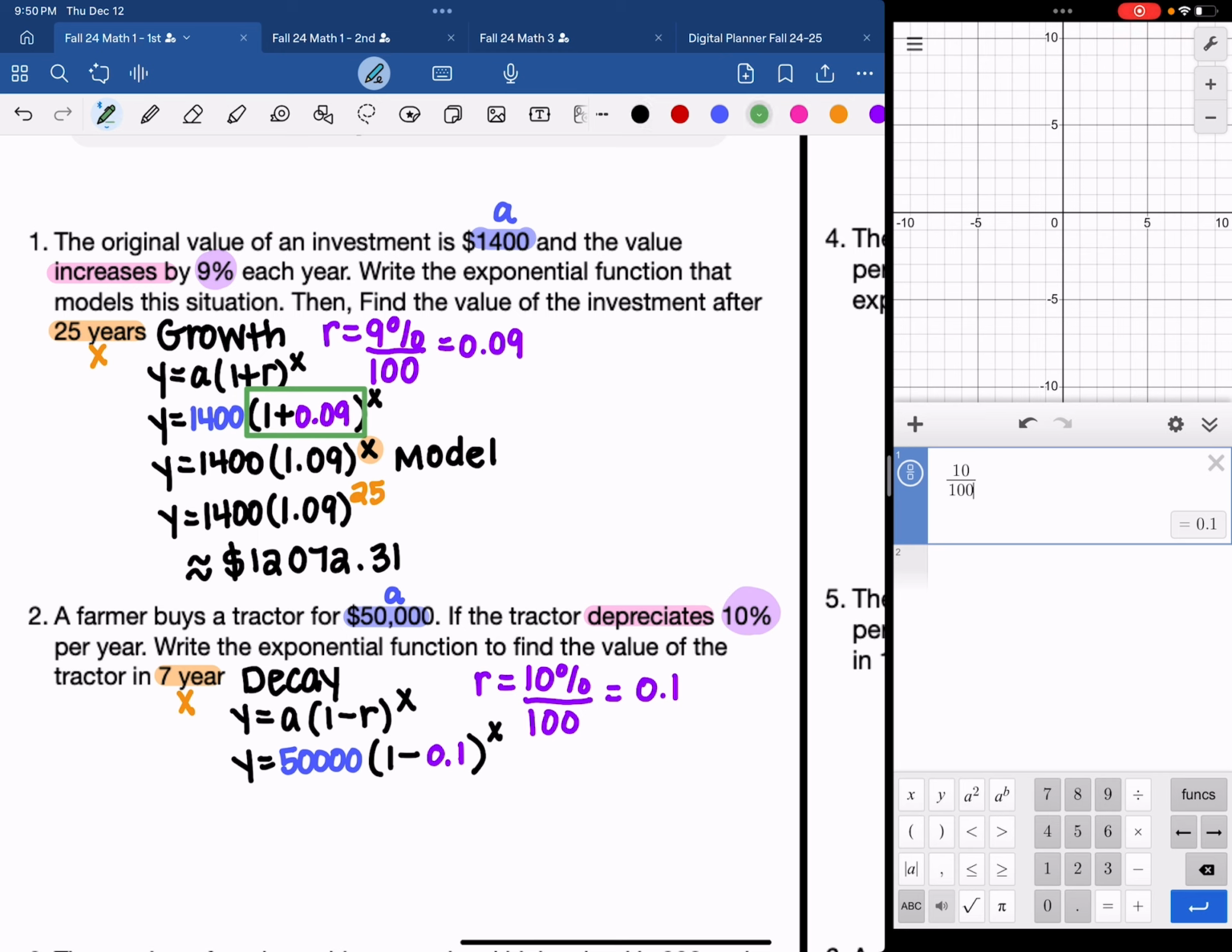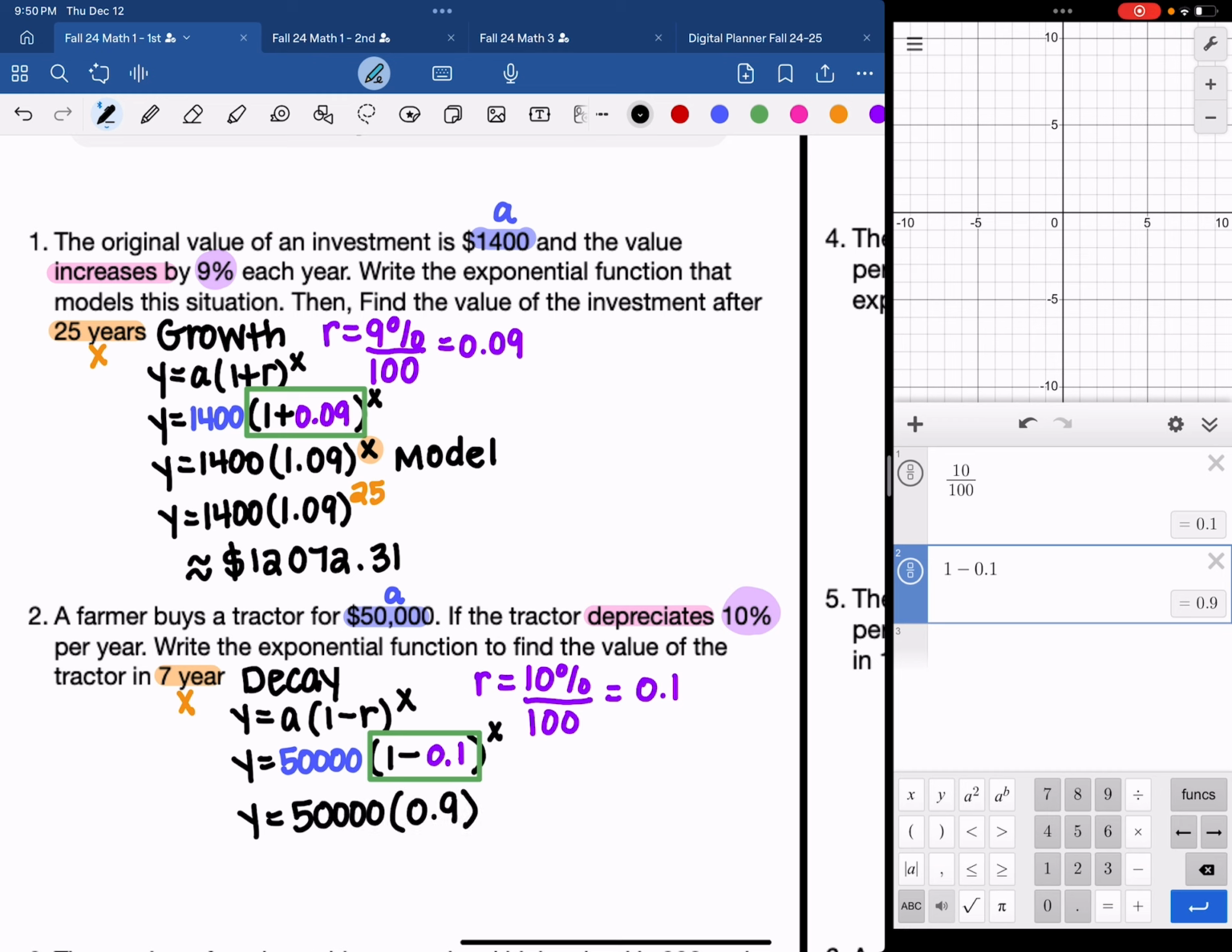And again, I can simplify this part, which is my base part. And I can calculate what that's going to be. So I'm going to say 1 minus 0.1. And I get that my base is now going to be 0.9. So I got 50,000 times 0.9 to the x. 0.9 is less than 1, so it is showing decay. And that's my model.